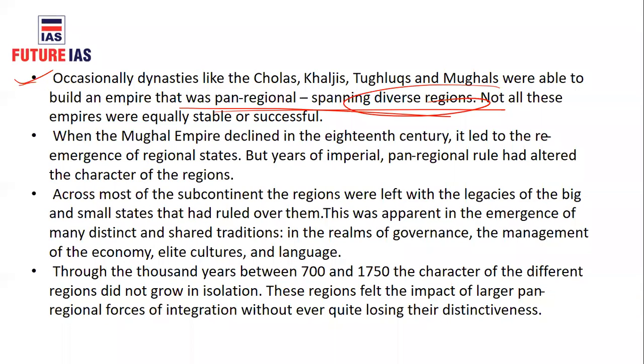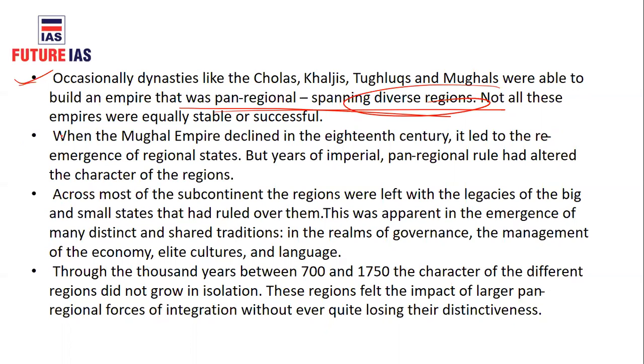The Mughal empire, which covered the whole of the Indian subcontinent in, say, the 17th and 18th century, declined in the 18th century. It led to the re-emergence of the regional states. But you must understand, because of this, the colonial or imperial power, again the pan-regional rule, started setting up because of these colonial empires.